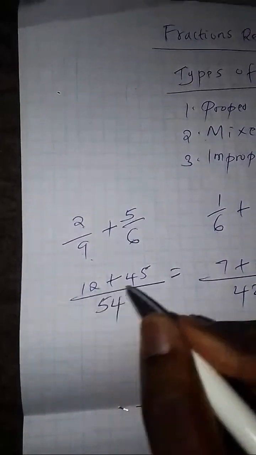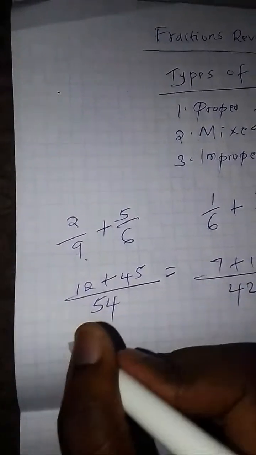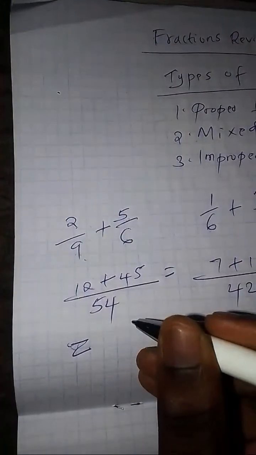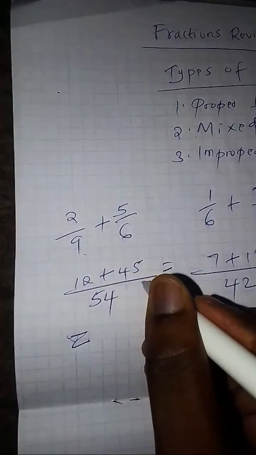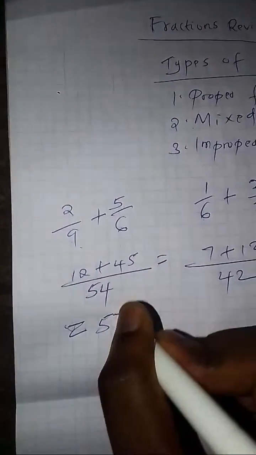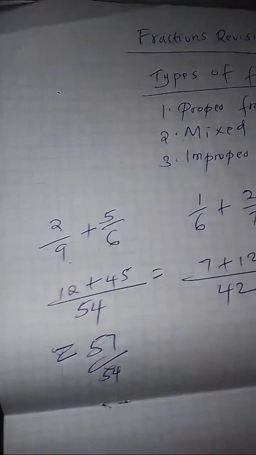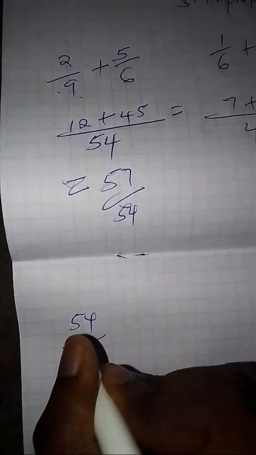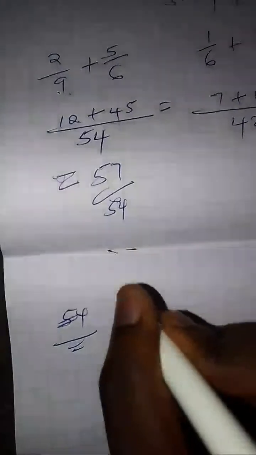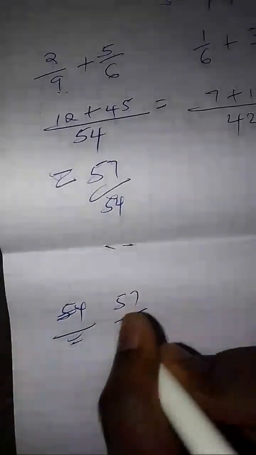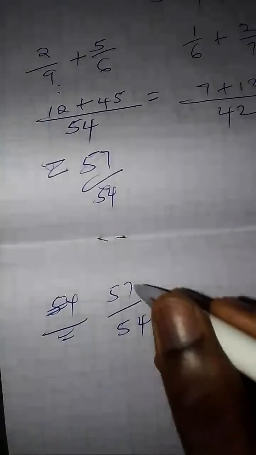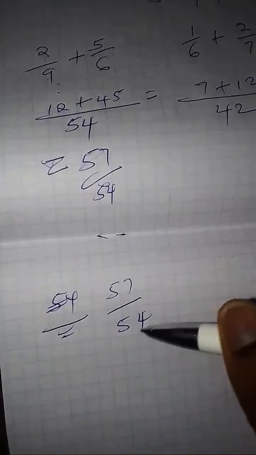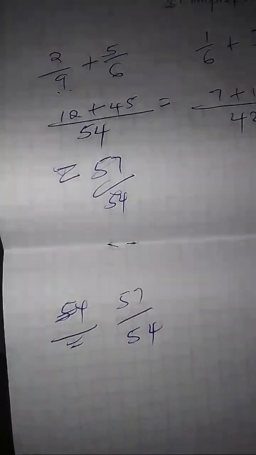So 12 plus 45, what does it bring? It brings 57 over 54. So when you have 57 over 54, this one is an improper fraction. You can now change it into the other type of fraction.